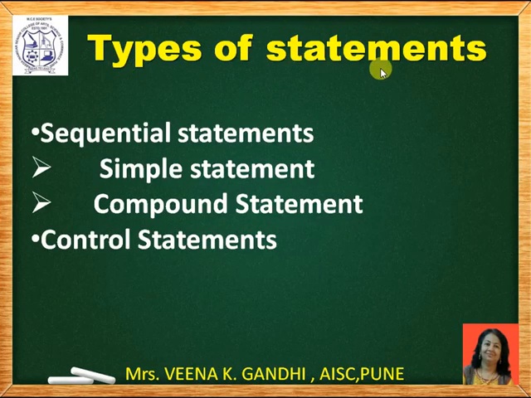Types of statements in C. There are mainly two types, sequential statements and control statements. Now what do you mean by sequential statements? In sequential statements, the order of flow of execution is sequential or serial, means they are executed in the order in which they appear or are written in the program. Now it can be of two types, simple statement or compound statement.